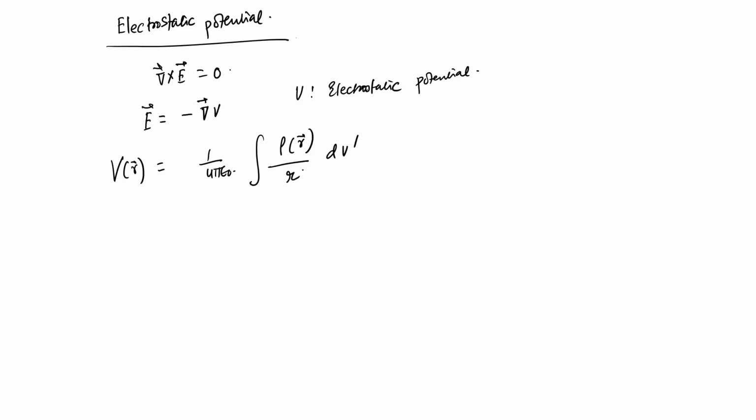So, these two equations are consistent, because if you put E equal to minus grad V, then the curl of a gradient should always vanish. Okay. So, that is why you can write this, and for a charge distribution it has this form. Okay. So, what does this physically mean?